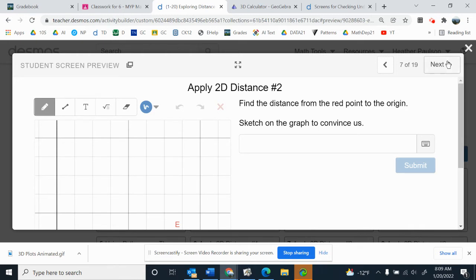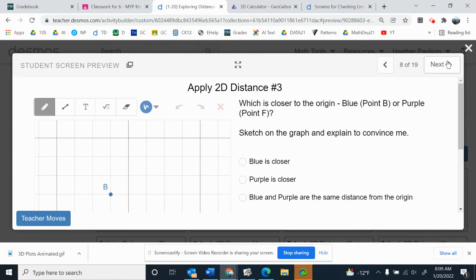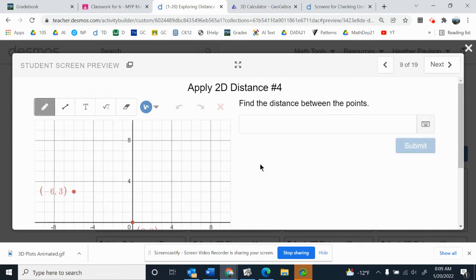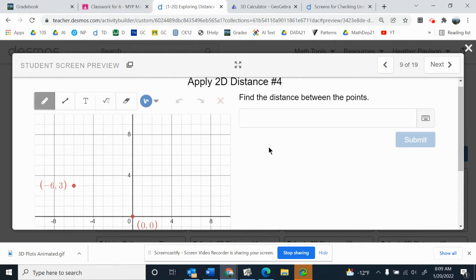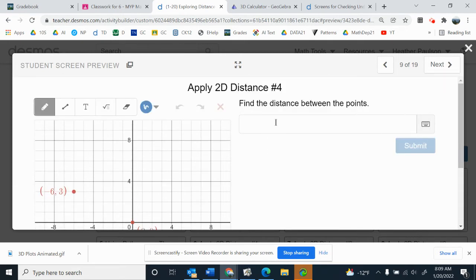So keep building your confidence in this 2-dimensional space. Go back and check your answers when you're done. The last one shows you the coordinates on the graph. I encourage you to draw the triangle.